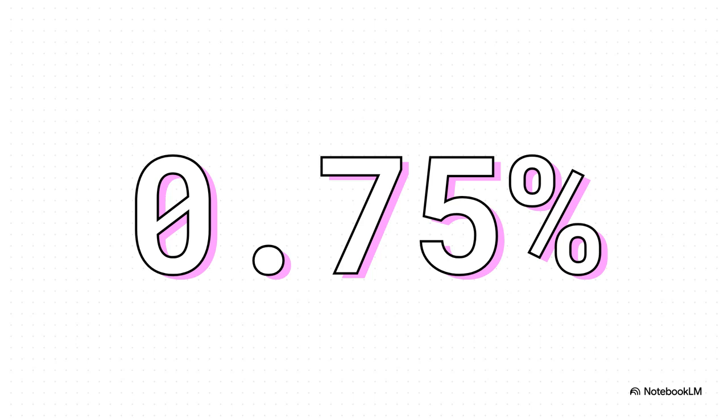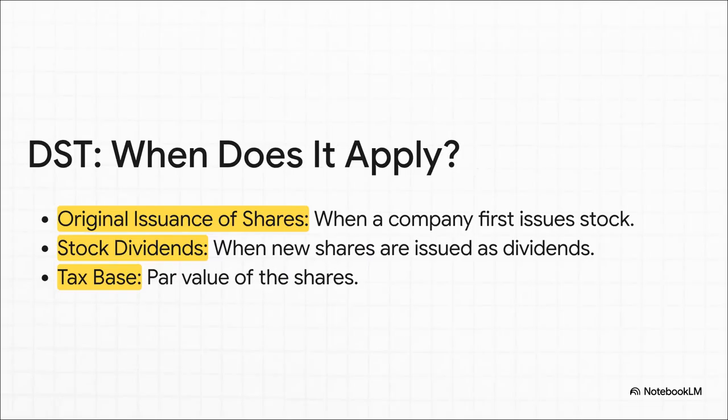This tax pops up whenever a company originally issues its shares. The rate for DST on the original issuance of shares is 0.75% of the par value. Yeah, I know, it's kind of a weird random-looking rate, so make sure you flag this one in your memory. 0.75%.